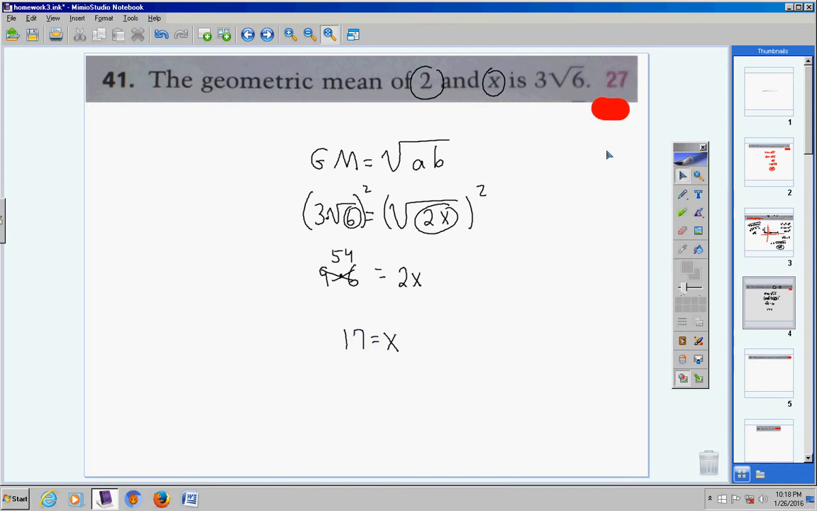So my other number is, oh, I'm sorry, not 17. That's funny. 54 divided by 2 is 27. So there's the answer, 27. Alright, let's try another one.